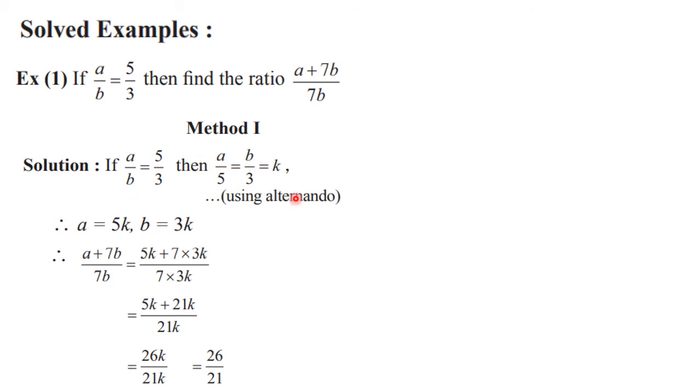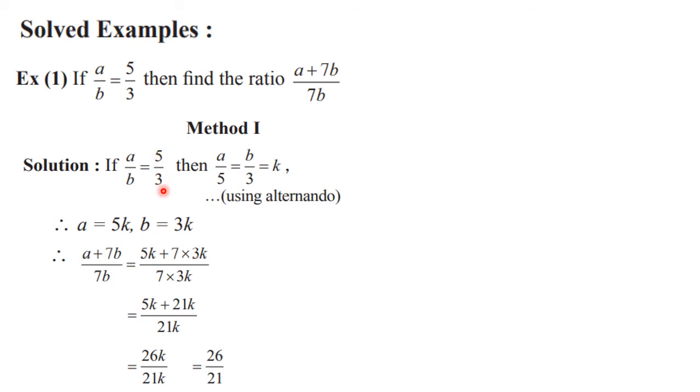It is a different method. So A upon B is equal to 5 upon 3, and on this, first of all, alternando is done. That means the things are changed. See, these two are altered; the position of B and 5 is altered. So what is written is A upon 5 is equal to B upon 3 is equal to K by using alternando, or somebody else will write A upon B is equal to 5K upon 3K.